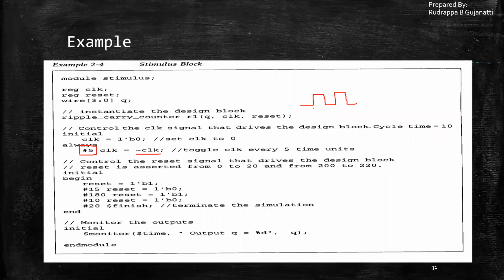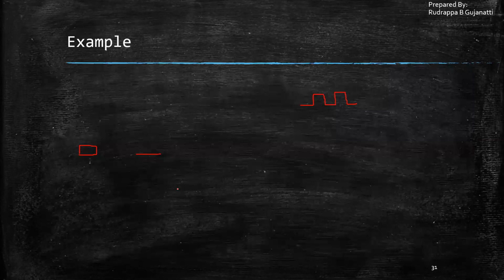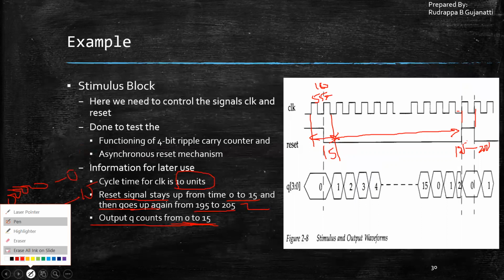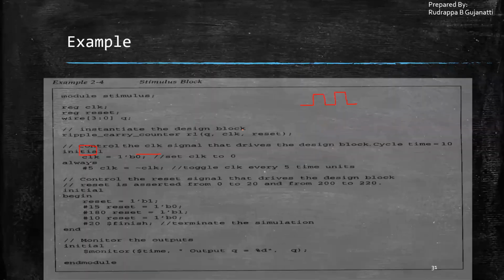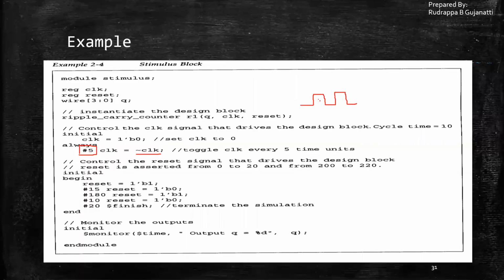It will be alternating. As he had specified in the previous slide, the clock is of 10 units. After every 5 units it should alternate its state. If it is 1, it should be 0. If it is 0, it should be 1 in the next 5 units. Therefore, the clock is 10 units. This is the first 5, this is the next 5, so the total is 10 units. This is how you have defined it here.